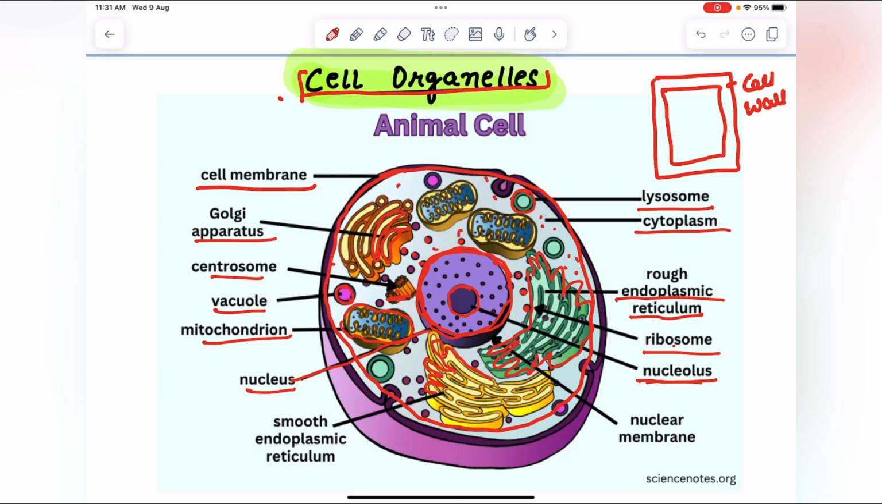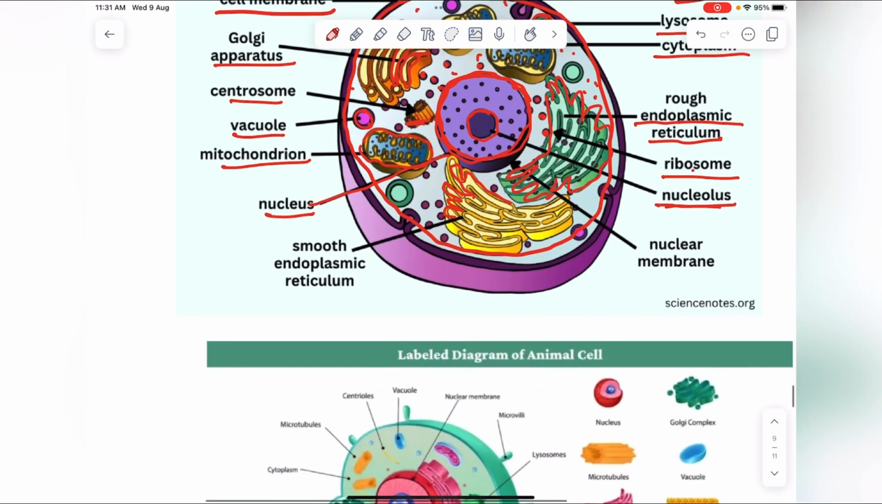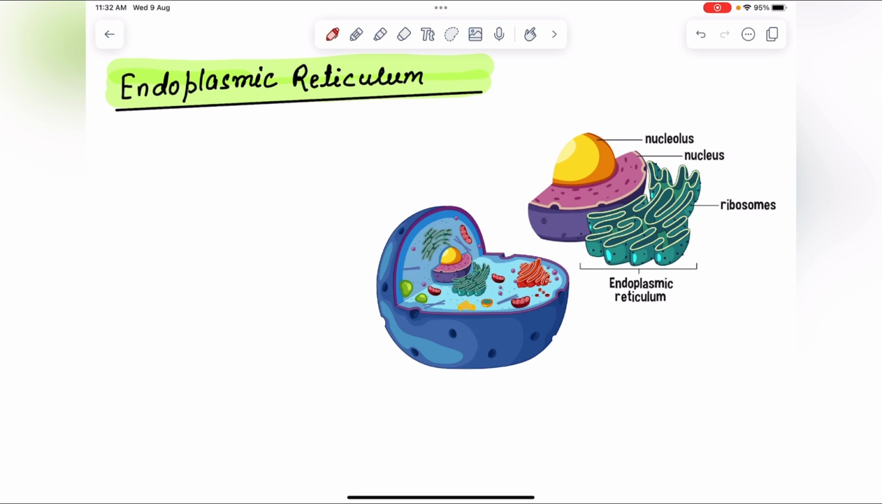Today in this video I am going to discuss the endoplasmic reticulum. It is present in the cell. The structure of the endoplasmic reticulum is so fine that we cannot see it without a microscope. Only when we keep the cell under the electron microscope can we see the endoplasmic reticulum. It is a fine structure that we can see under the microscope.